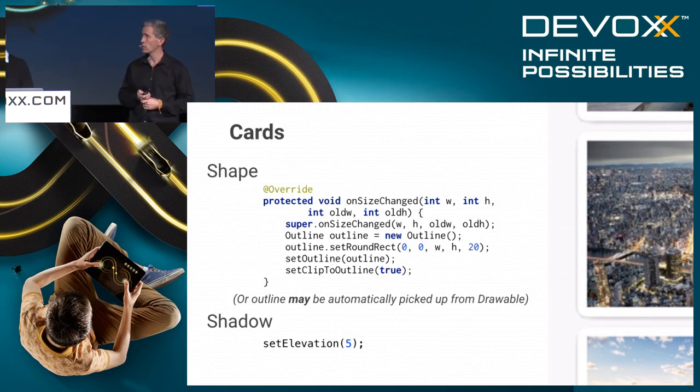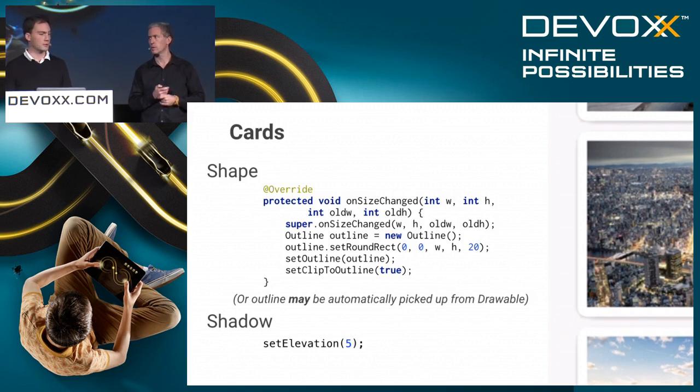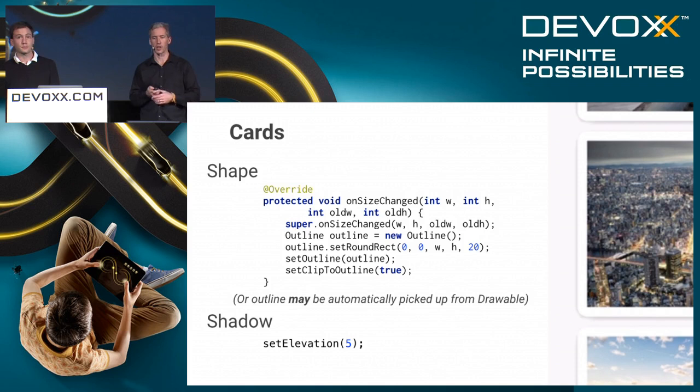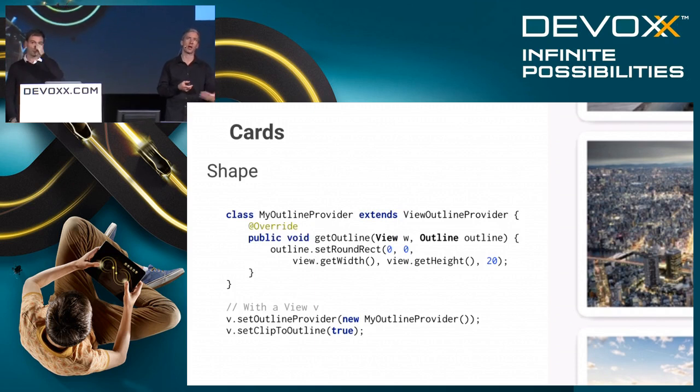Going through the outline API means that you cannot use an arbitrary shape as your outline. You're limited to rounded rects, so rectangles and circles. And then for the shadow, you set an elevation to automatically cast a shadow according to whatever shape you've set on the outline.